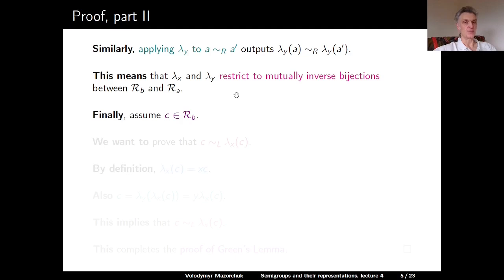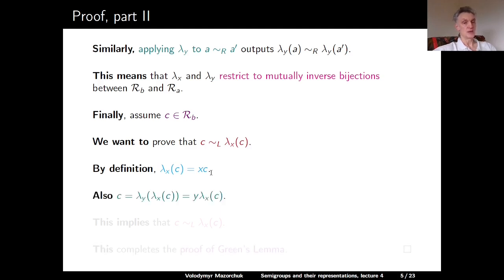Let's prove the second claim. Assume that C is an element in the R class of B. We want to prove that C is left equivalent to lambda x of C. By definition, lambda x of C is equal to xc, so we only need to find an element which, starting from xc, goes back to C. And also we can say that C is equal to lambda y applied to lambda x of C, and this is equal to y times lambda x of C. And this, due to our alternative description, implies that C is left equivalent to lambda x of C, and completes the proof of Green's lemma.